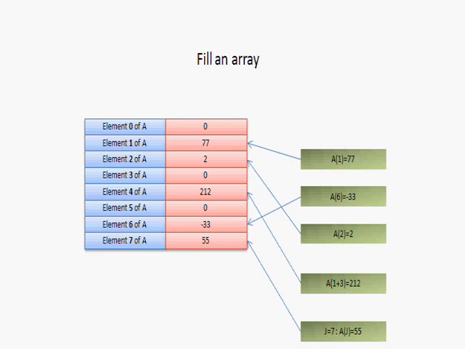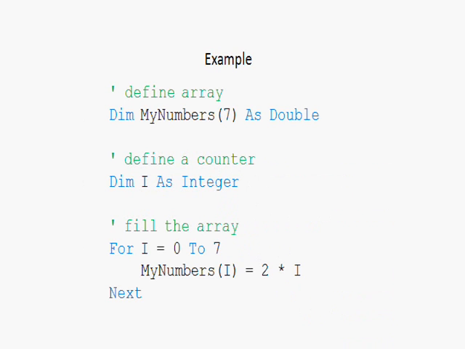Now usually you will use operations like this. You'll define the array itself. For example, here we have myNumbers and it has 7 elements, all of type double. Sorry, it means here it has 8 elements because we have element 0. Then we define a counter. This one will be used to help us access every element in the array. Next is this part where we fill the array.